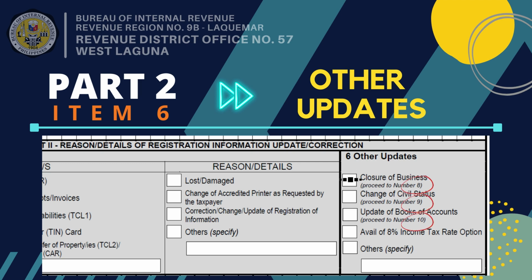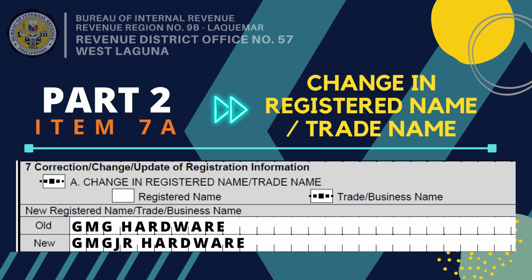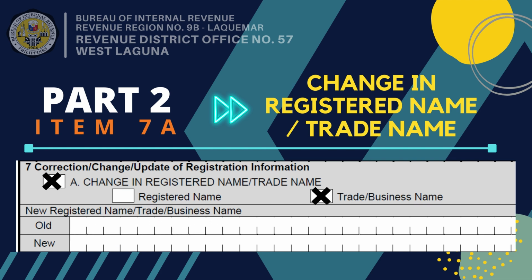the taxpayer. To continue, Item 7A must be filled up when there is a change or update in the business registered name or trade name. Just input the old and new name of the business. Details supplied should match the DTI or other applicable certifications.